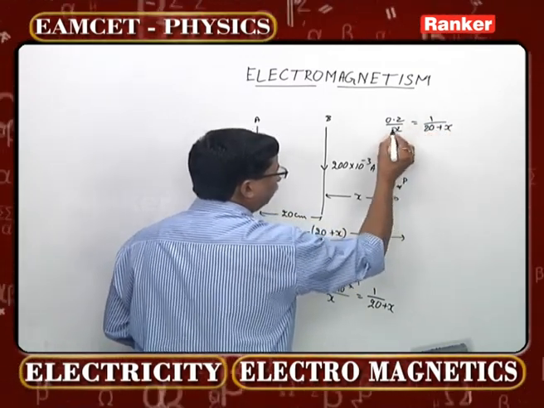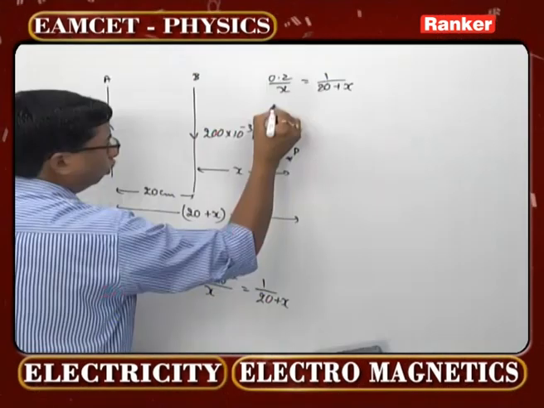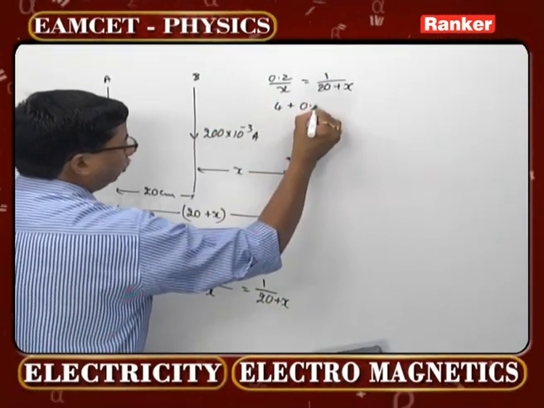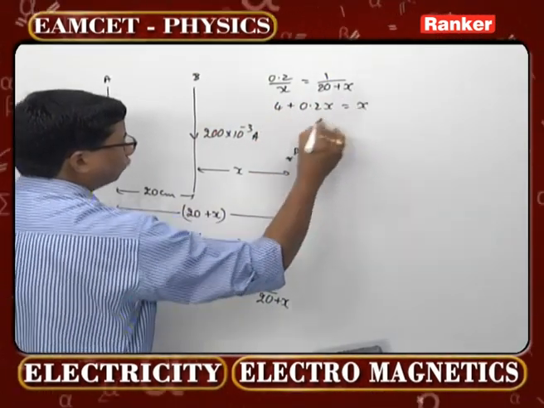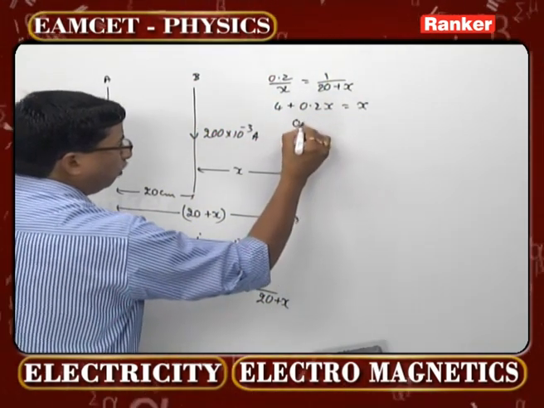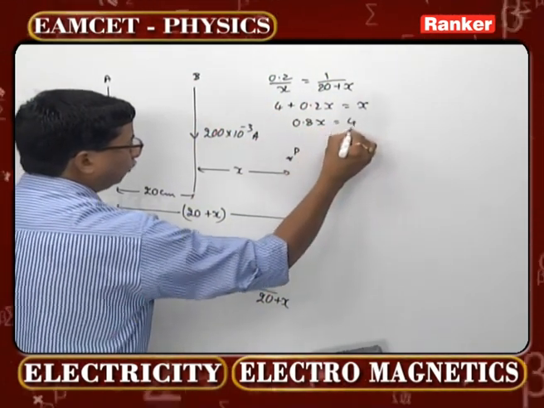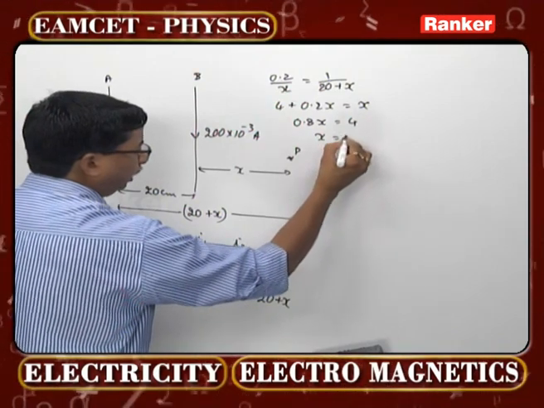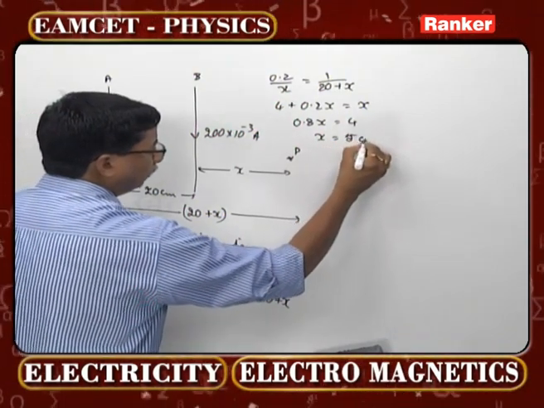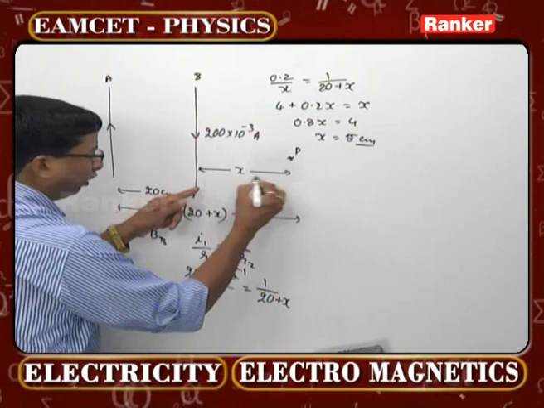Come on, cross multiply this. 0.2 into 20, 4, plus 0.2x is equal to x. Bring this to the other side. 0.8x is equal to 4. x will now be simply 5 centimeter. So this is 5 centimeter.